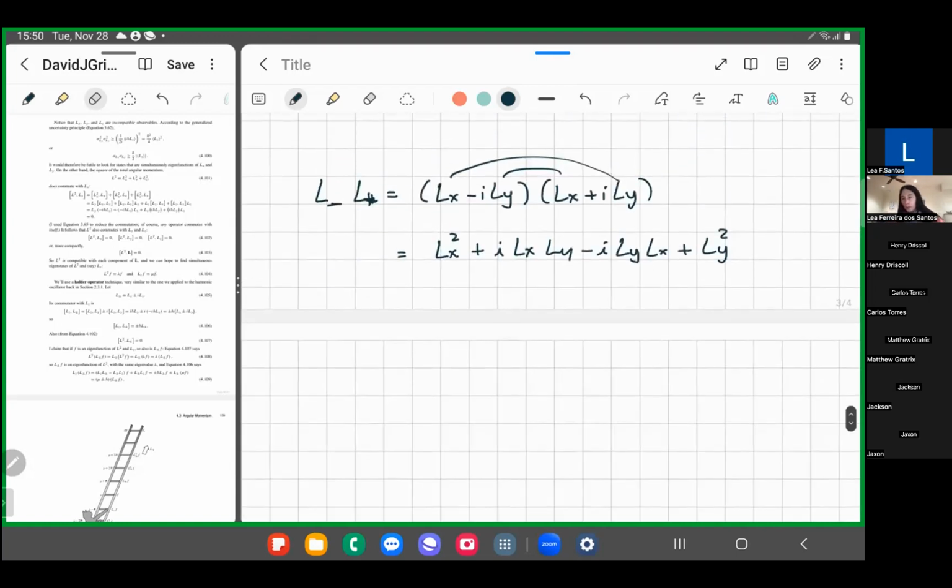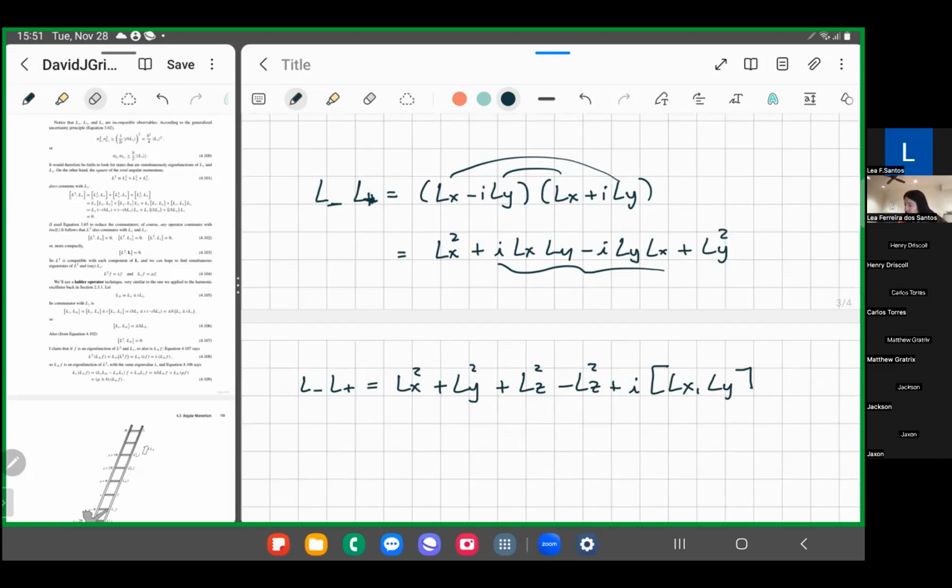Okay, so we don't know yet where we are headed. So then I'm going to rewrite the thing like this: L_x squared plus L_y squared. I'm going to add L_z squared and subtract, so I'm not doing anything. And this part here I can write like this: it's i, L_x L_y minus L_y L_x. I can write it like this. Okay? So this is an important trick.